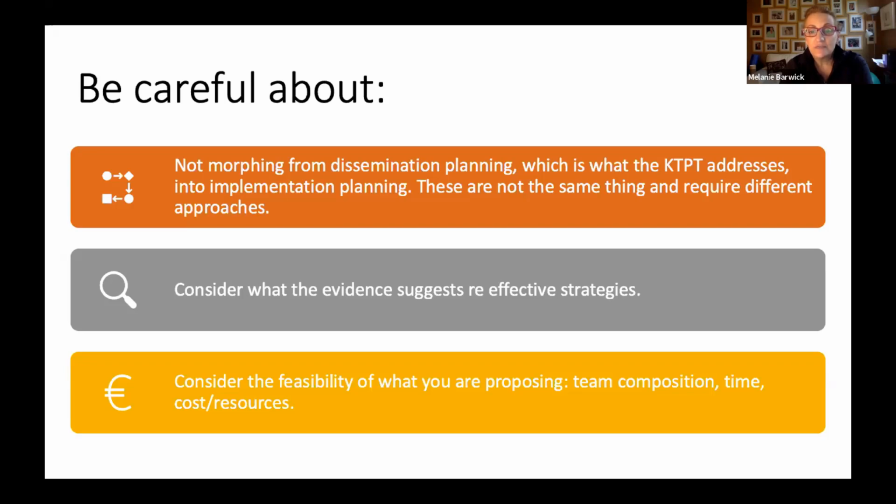Consider what the evidence suggests regarding effective strategies. So earlier, I made the point that you might want to look at what other knowledge translation strategies have been used with your knowledge user population, or in the context of supporting employment services and employment success amongst this particular population. Go to the Campbell Collaboration, go to the Cochrane Collaboration, look around and see what other people are doing, because you want to use the evidence that exists for knowledge translation strategies as informing your knowledge translation plan.